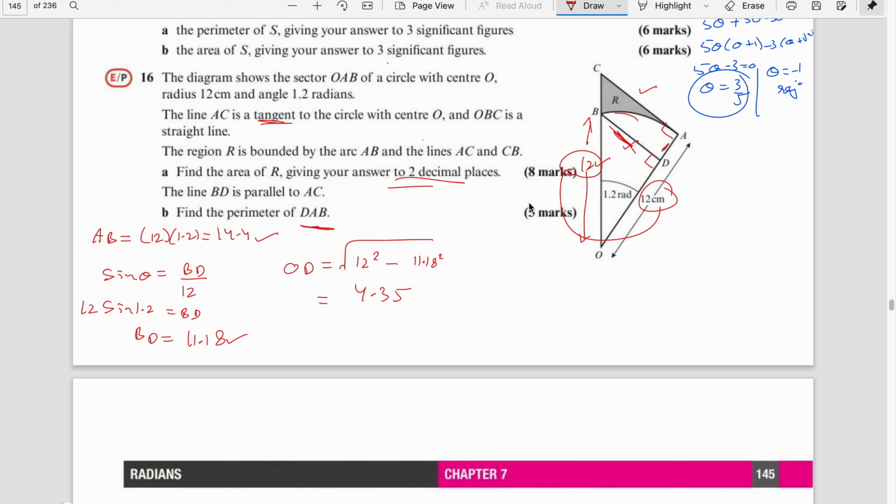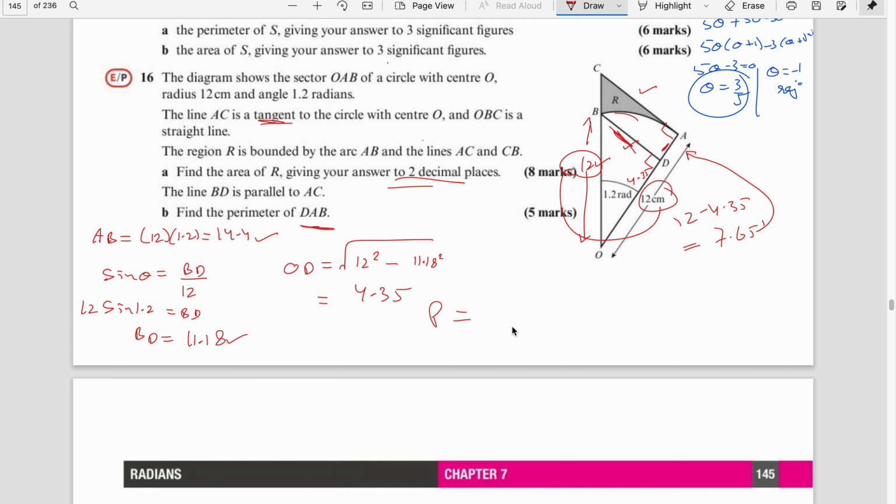Sine theta was perpendicular over hypotenuse. 12 sine 1.2. Let me quickly check. Okay, so this is 4.35. So when we subtract this from 12, 12 minus 4.35, we're left with 7.65.